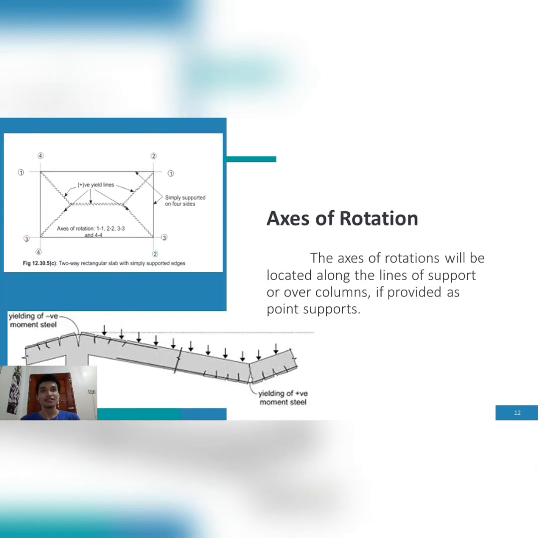Next slide is, ito nga, yung axis of rotation. The axis of rotations will be located along the lines of support or over columns if provided as point supports. So, pagka yung axis of rotation malapit siya sa edge, kunyari sa may beam, kung saan sila nagdidikit, yun yung hinge. Doon meron hinge. So, doon siya kakapit pagka pababa siyang gano'n.